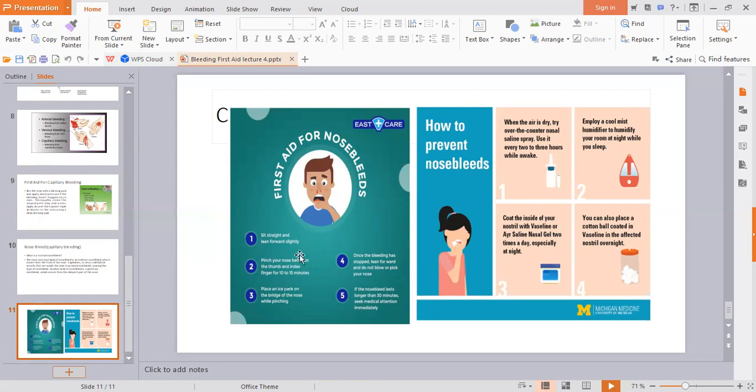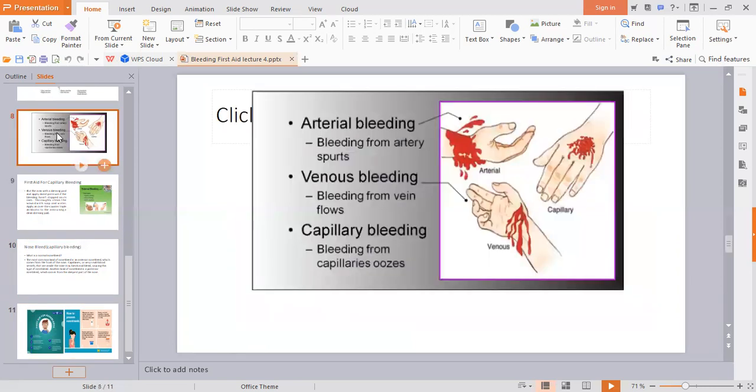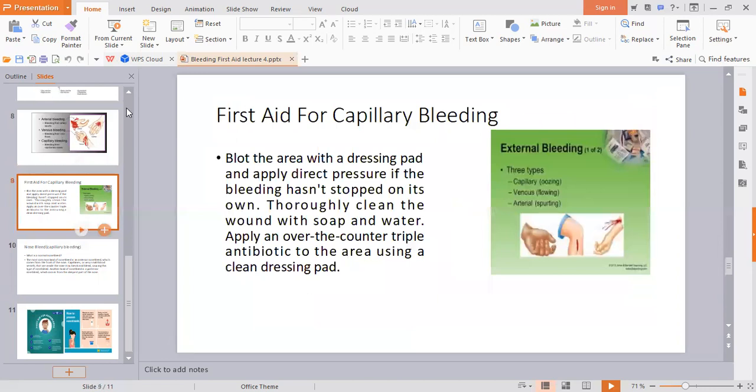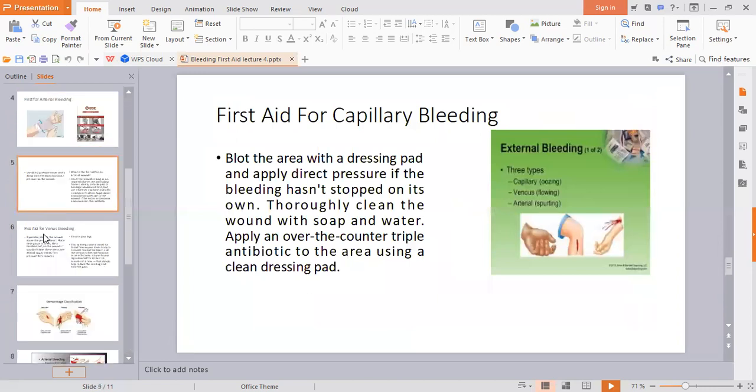First aid for nosebleed, here are some precautions. Sit straight and lean forward slightly. Nosebleed prevention includes using an air humidifier in your room, and you can coat the inside of your nostril with Vaseline or saline nasal gel two times a day, especially at night. So these are the common precautionary measures about capillary bleeding, and there are many types of venous bleeding as well.